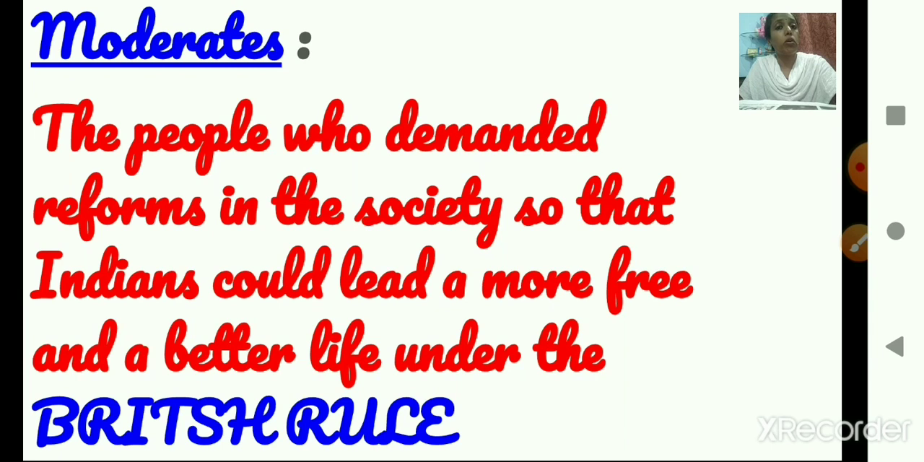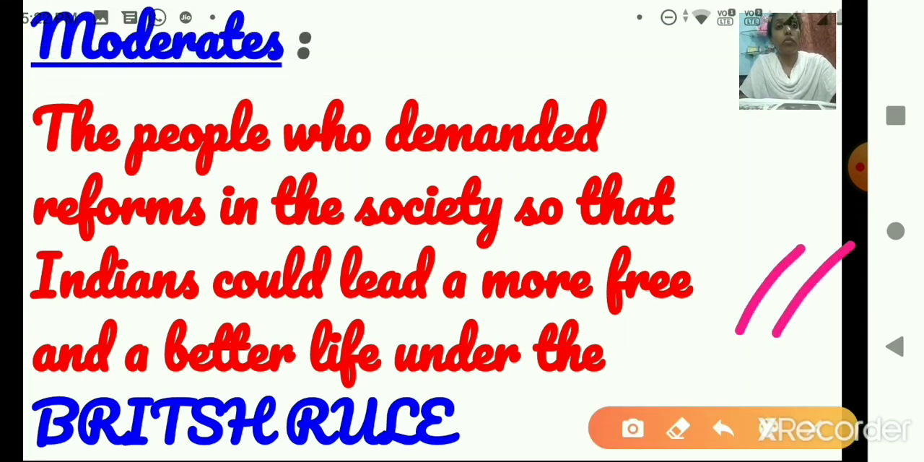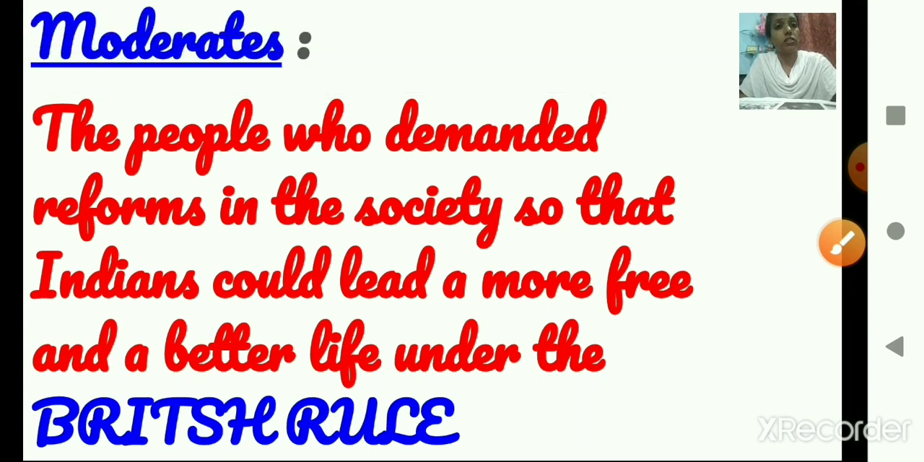Okay, now what do you mean by moderates? The people who demanded reforms in the society so that Indians could lead a more free and a better life under the British rule. So what are they called? They are called moderates. Okay, repeat along with me. The people who demanded reforms in the society so that Indians could lead a more free and a better life under the British rule are called moderates. Okay, so they wanted the people of India to live in a free atmosphere but under the British rule.